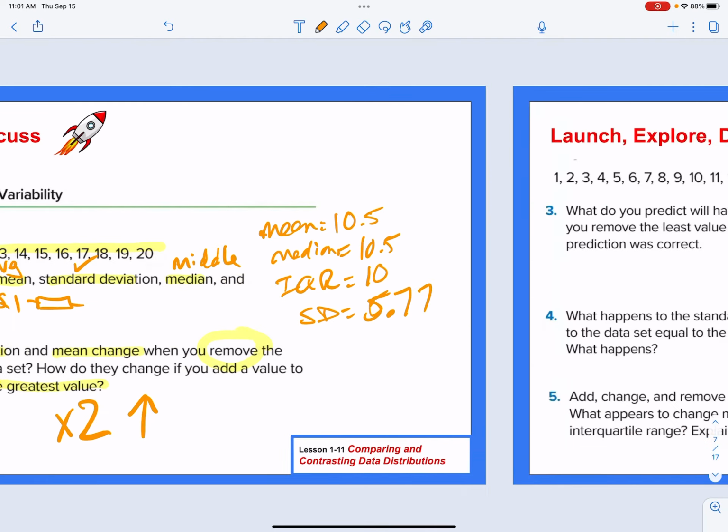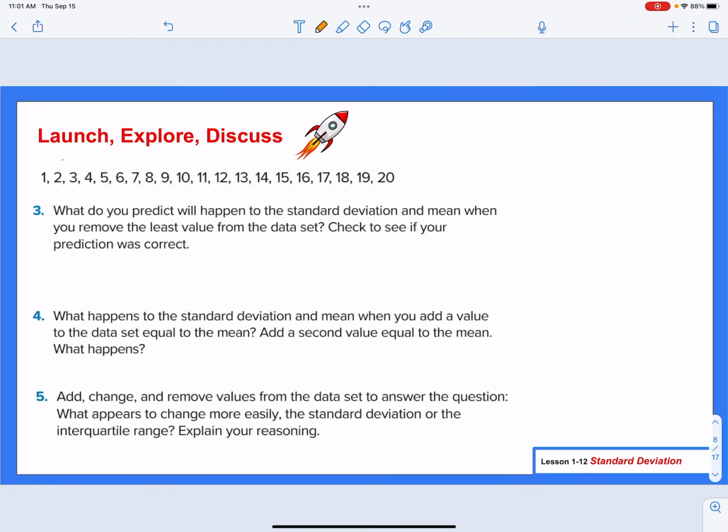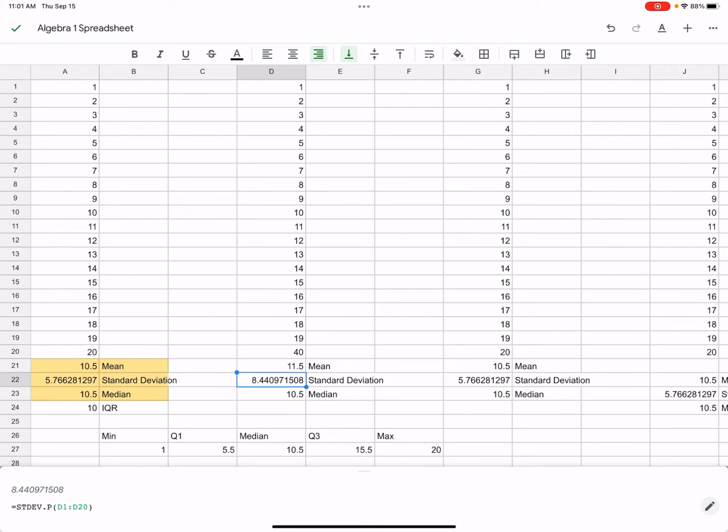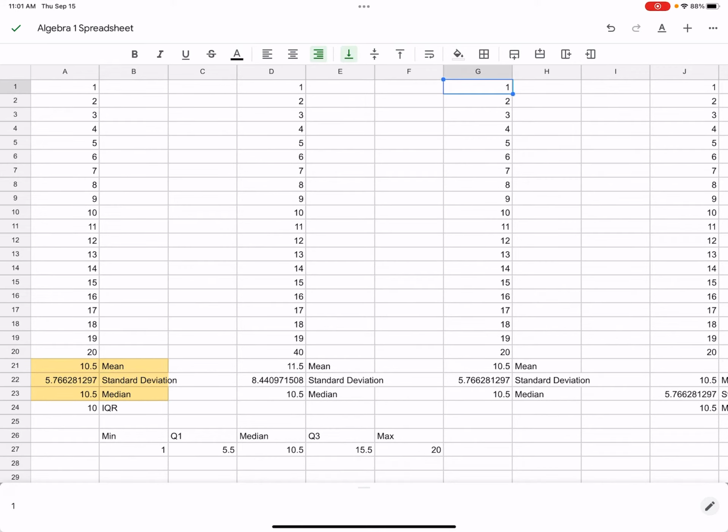Okay, so let's see the next thing. What's going to happen to the standard deviation and mean when you remove the least value from the data set? Okay, so if we remove the 1, since we got rid of a small value, we would expect the standard deviation and the mean to increase, right? Let's see if that's the case. Come back over here. So we're going to get rid of the 1. Right now we're at 10.5. So if I get rid of the 1, what happens to the standard deviation and the mean?